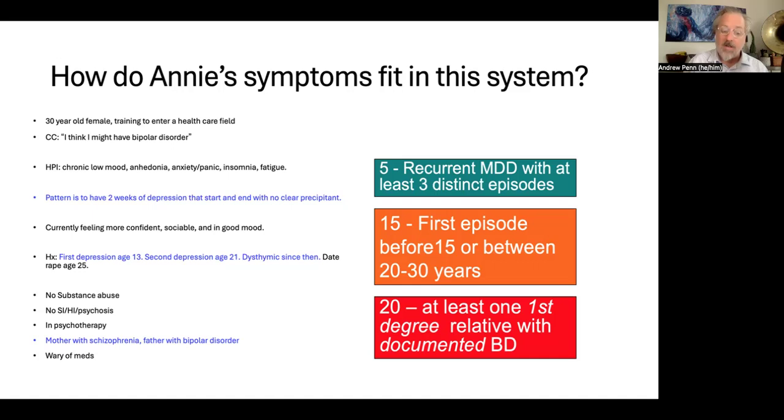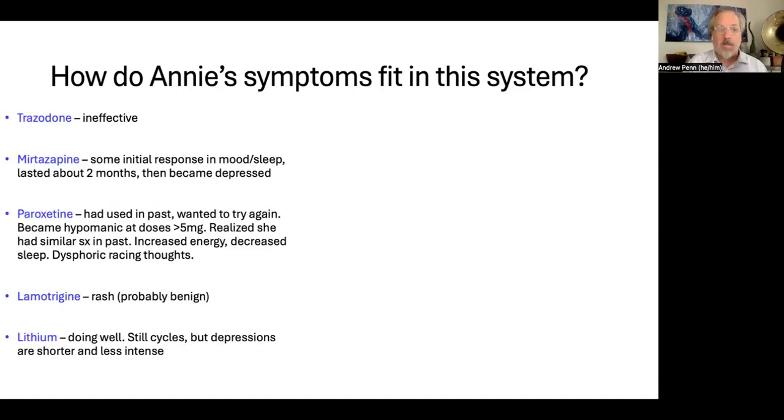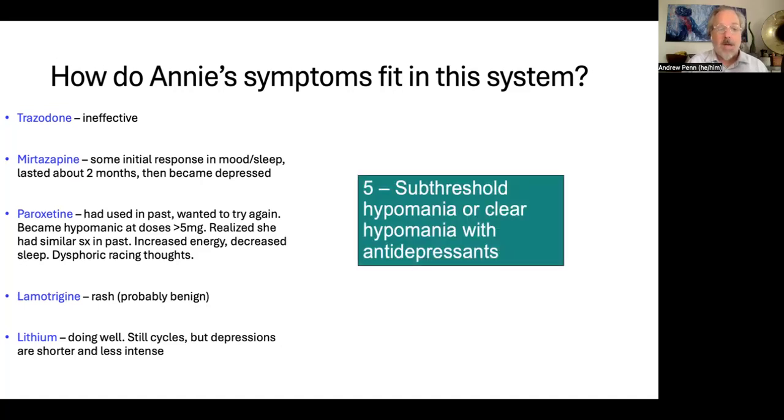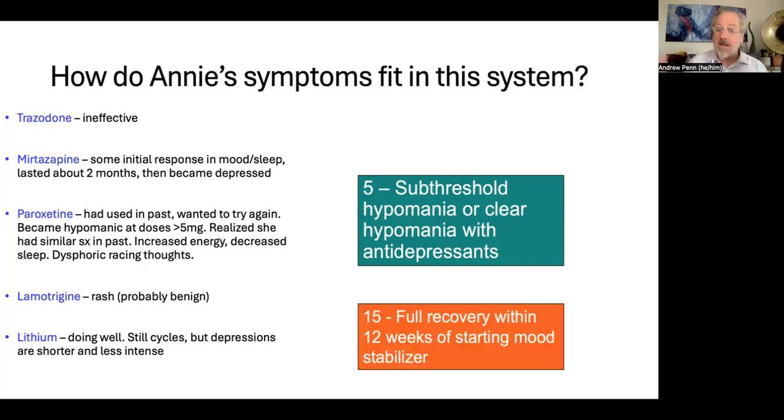Okay, so she's got a pretty significant family history because dad has bipolar disorder, so that gives us 20 points here. Then we take a look at how she responded to treatment. So she did get kind of hypomanic on paroxetine, an SSRI antidepressant. So that gives a little bit of weight here. And then she did quite well on a classic mood stabilizer. So that, again, is a little more predictive of a bipolar disorder. But even when we add this all up together, we still don't get a slam dunk case. She's still landing kind of in the middle, which honestly is where a lot of patients find themselves.